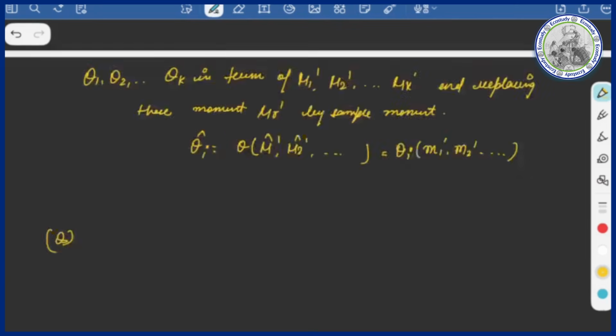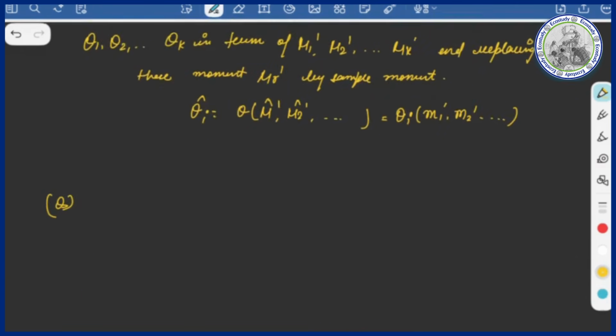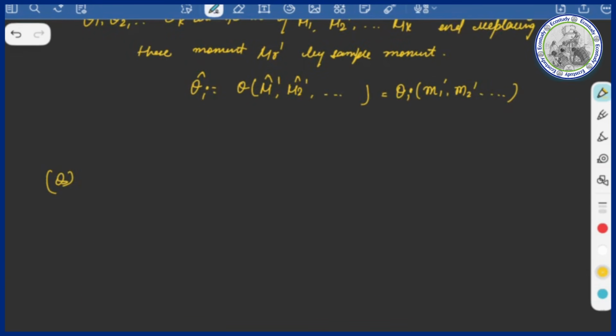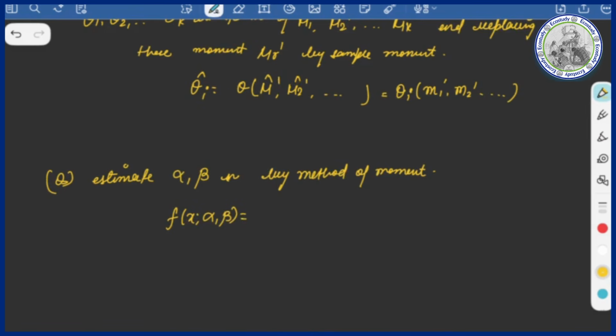Okay, so start. See, these are the definitions, and the definition would not come in the examination, so you should know how to solve it. Now the example: estimate alpha and beta by the method of moments. And what is the distribution? So the distribution is this. I will take a different distribution, not a normal or binomial.